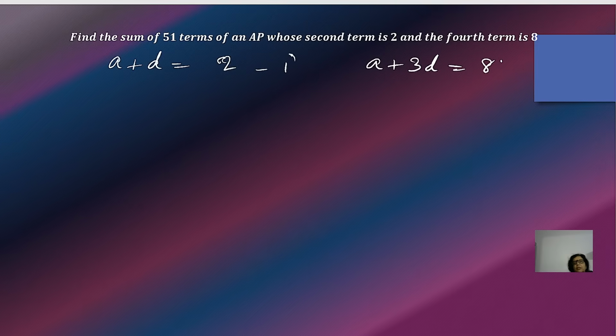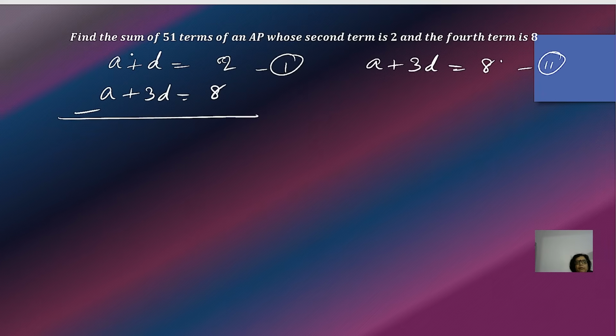So after framing these two equations, the important thing is to get the value of a and d, then the summation of any number of terms can be found out. So I'll write the second equation below the first one, and let's see what are the values of a and d. So minus 2d is equal to minus 6, so d is equal to 3. Now d is 3, so put the value of d in the first equation, so you get a is equal to 2 minus 3, that is minus 1. So we get the value of a as minus 1, d as 3.